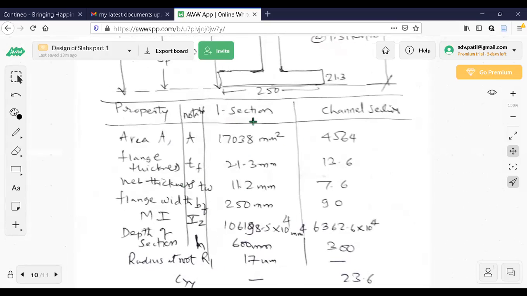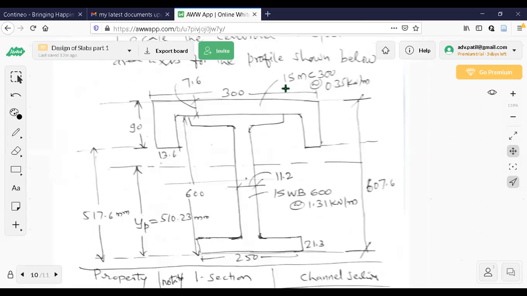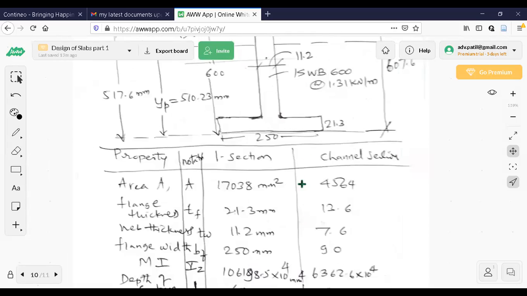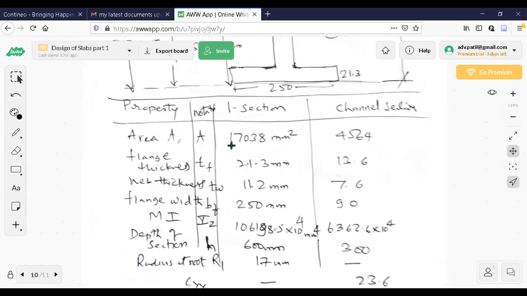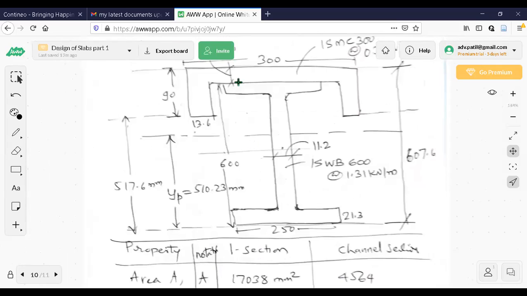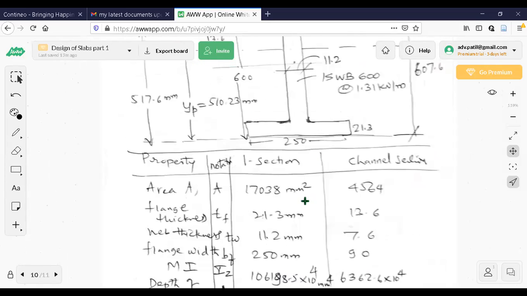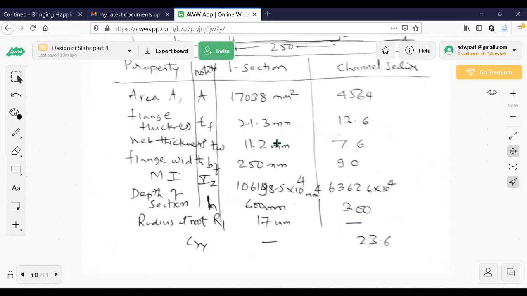You have to do this because you already know that ISMC 300 is mentioned, ISWB 600 is mentioned. You have to open the steel table, then you have to tabulate these values like this. So property, notation, I section, channel section. So area is denoted by A here. I have written it two times, but you should write A only once. Area of the I section. You can see this is the I section here.